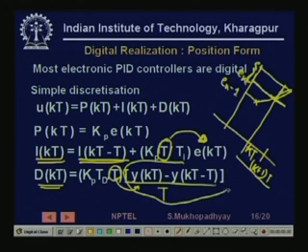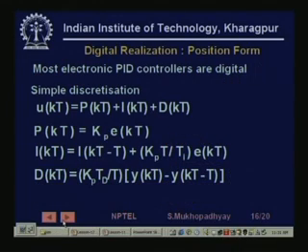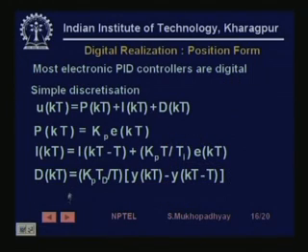this is basically an approximation of y dot (t). So I have to construct approximations of the derivative of y and integrals of y using samples. That is what we do. And this implementation form is often called the position form. It is called the position form because the whole input u is calculated.